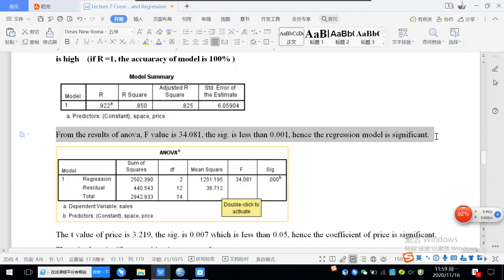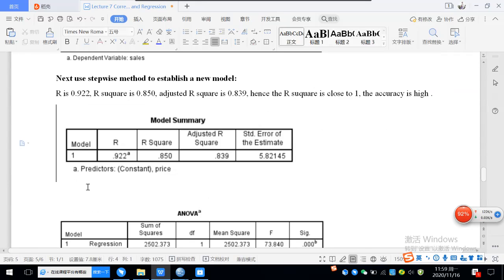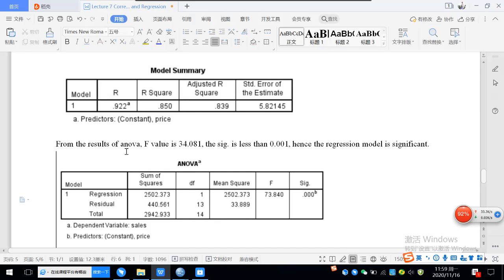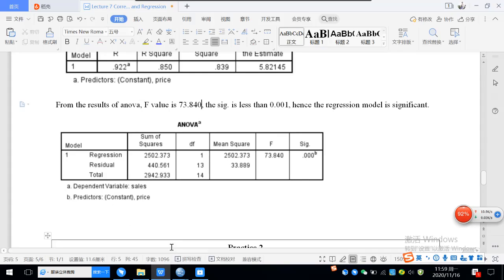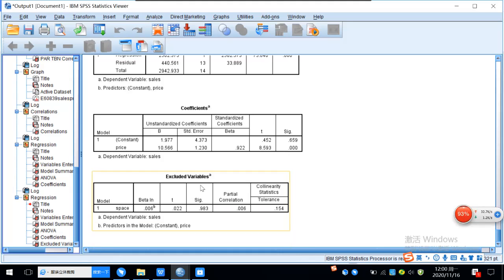Okay, also I copy it, right? We can copy it here. The F value is 73.840. And the significance is less than 0.001. Hence, the regression model is significant. That's the number 2. And number 3.